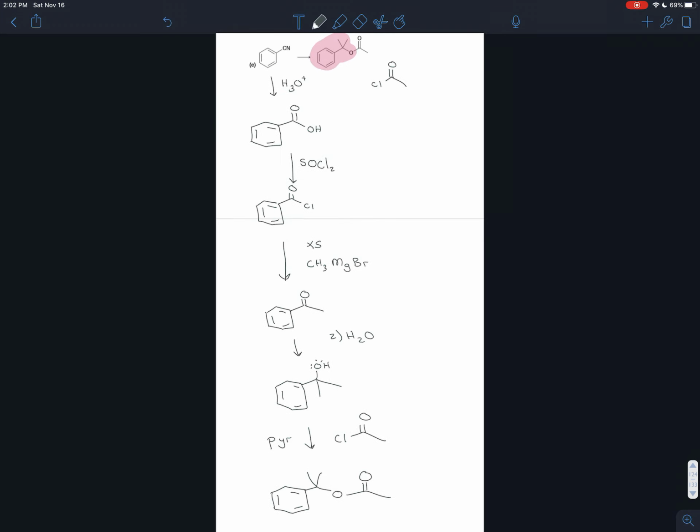So overall in this process, we hydrolyzed the nitrile by using H3O+. That turned it into a carboxylic acid. Then we turned the carboxylic acid into the less acidic and more reactive acid chloride. There's only one way to create an acid chloride, and that's by combining thionyl chloride with a carboxylic acid. Once we had that, we wanted two equivalents of a methyl group to attack. So we used excess methyl magnesium bromide.